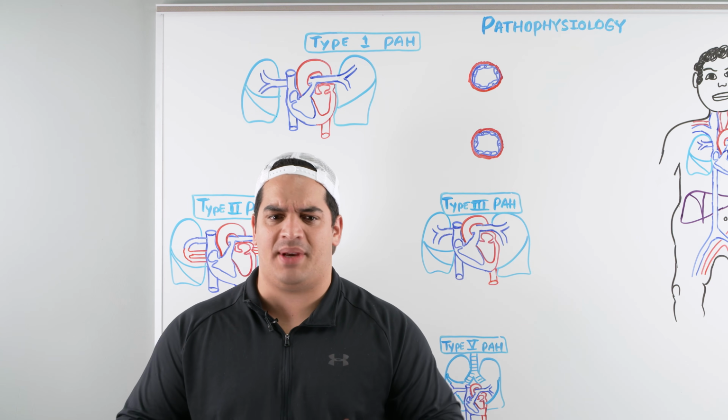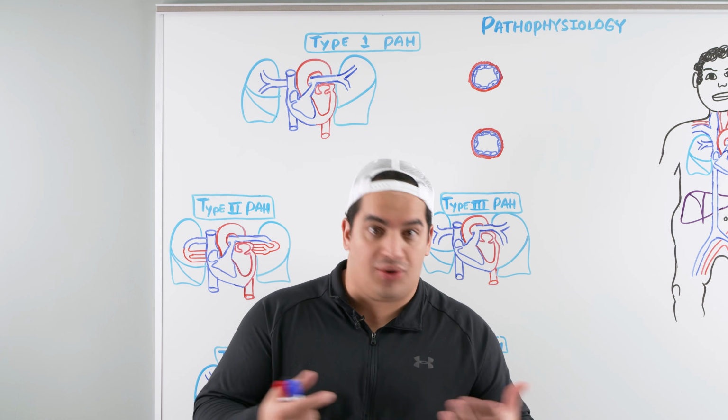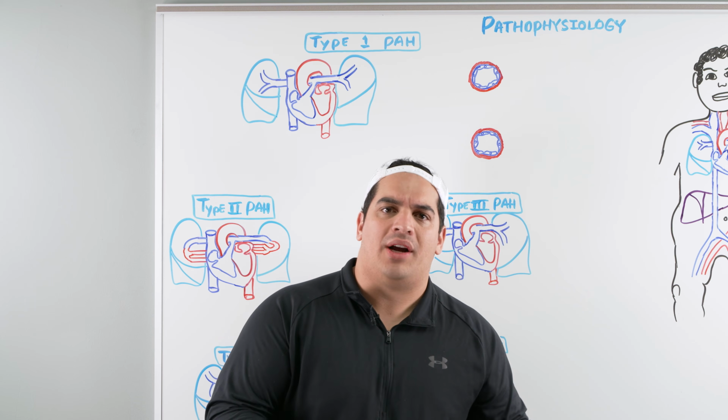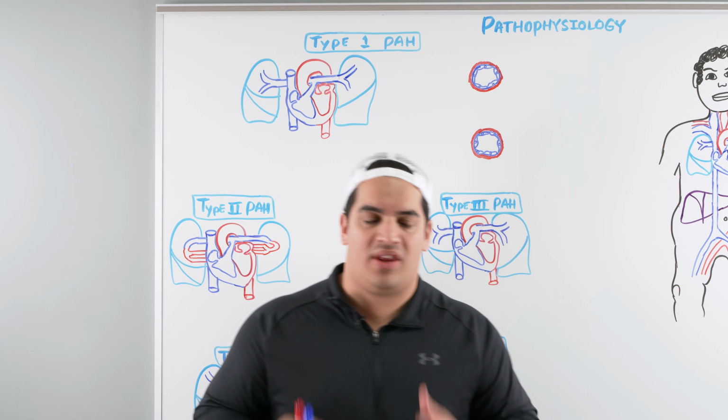Pulmonary hypertension is basically when there's high blood pressure, particularly within the pulmonary circulation. Like we call it high blood pressure, or systemic hypertension, this would be pulmonary hypertension, so high blood pressure within the pulmonary circulation.